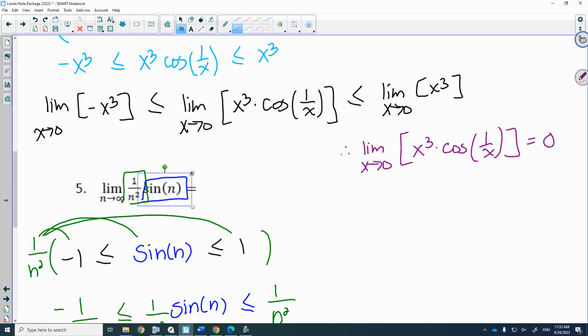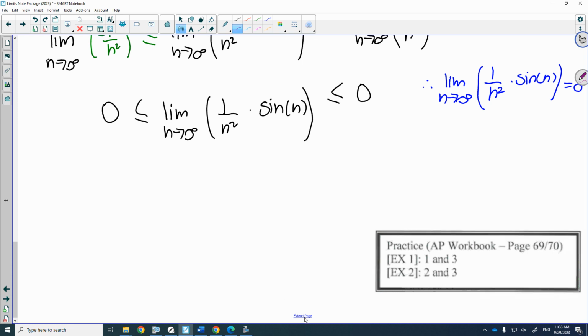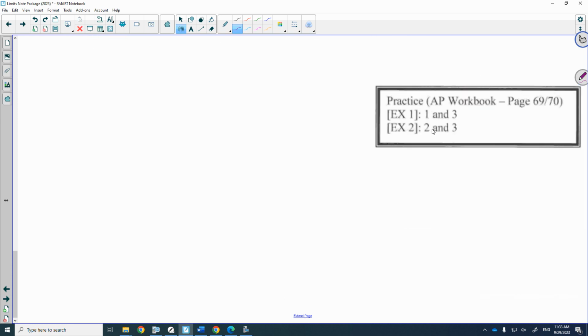Okay. So that's the squeeze theorem. And so I gave 4 practice problems in your AP workbook for the squeeze theorem. Let's do the intermediate value theorem.